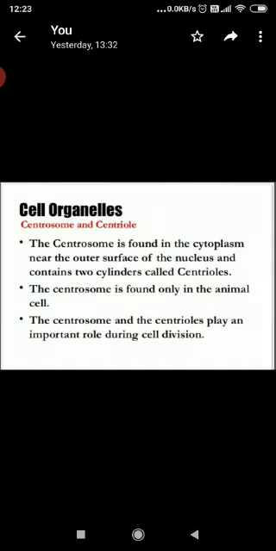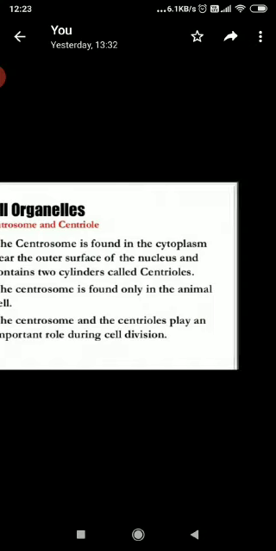Another is centrosome and centrioles. The centrosome is located near the nucleus. It is involved in cell division and found only in animal cells. It is only found in animal cells.